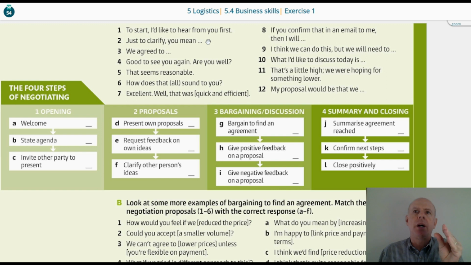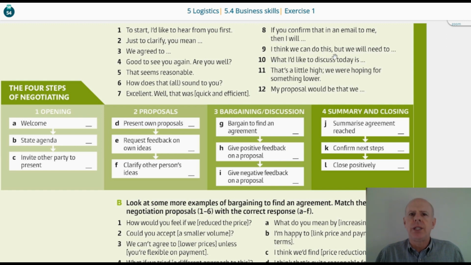lower the number of colors you produce, something like this. You know, just to clarify, you mean, because you have to understand each other. And after that, the bargaining or discussion to try to reach an agreement. Bargain to find an agreement by saying this.